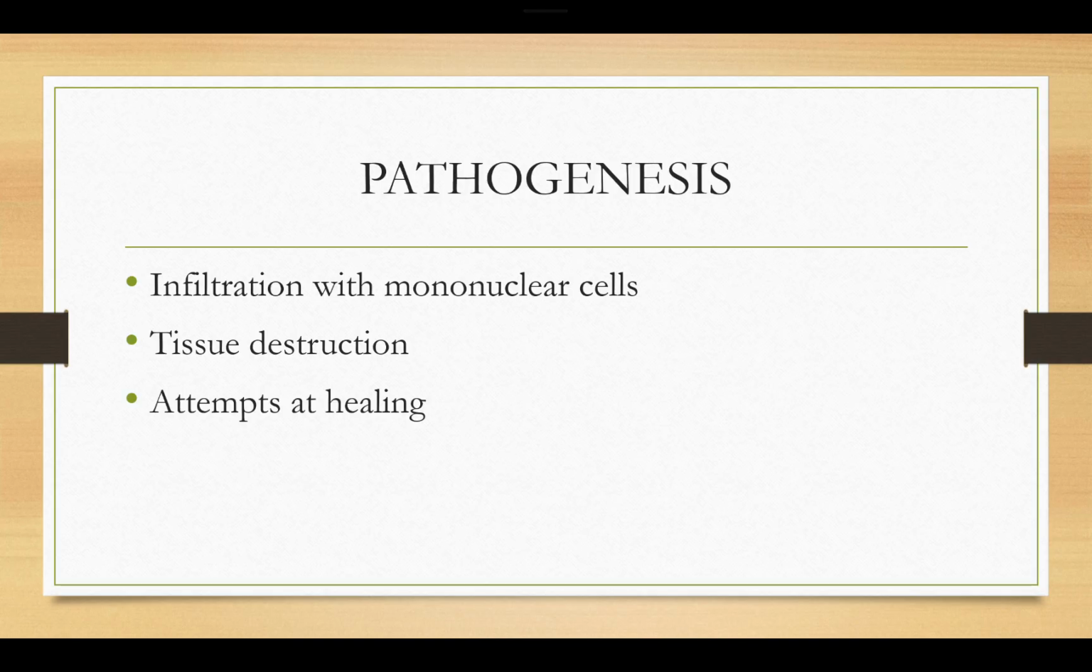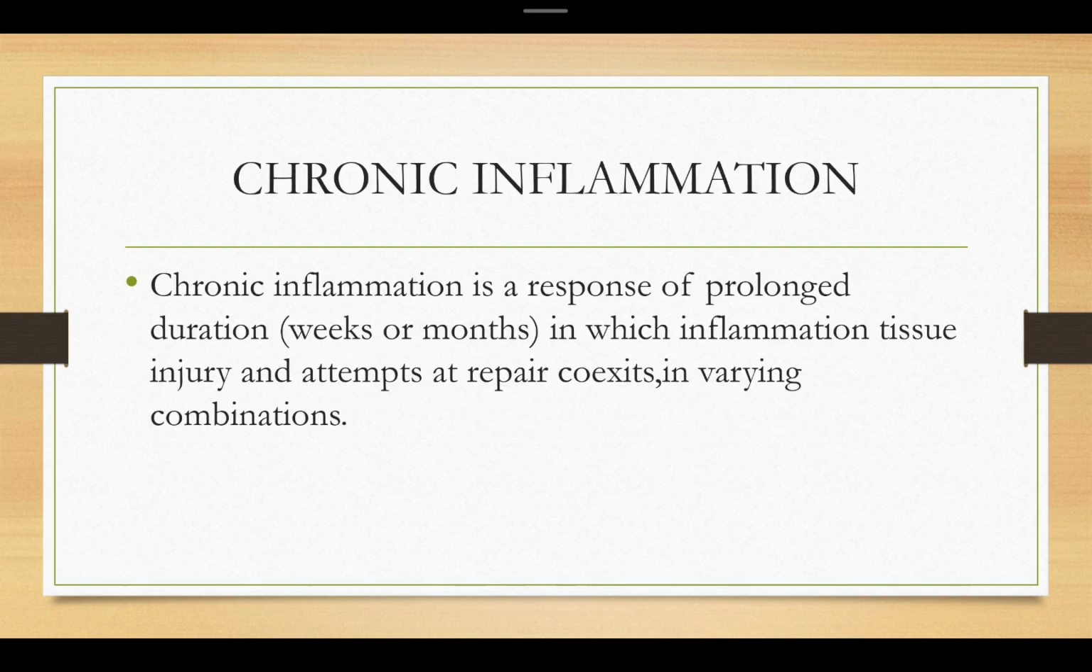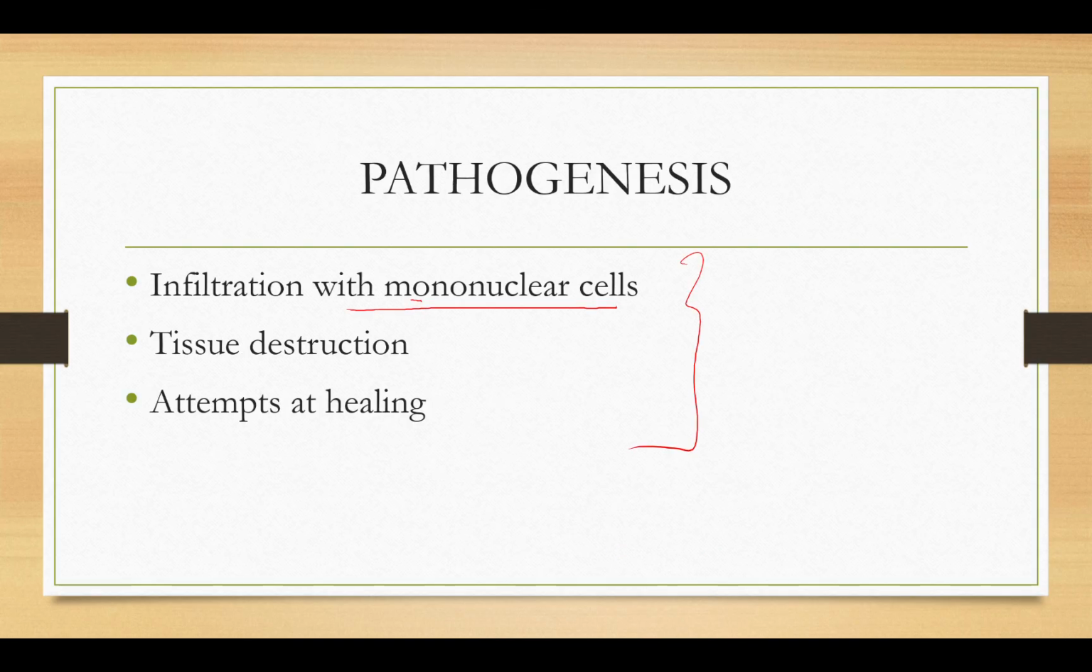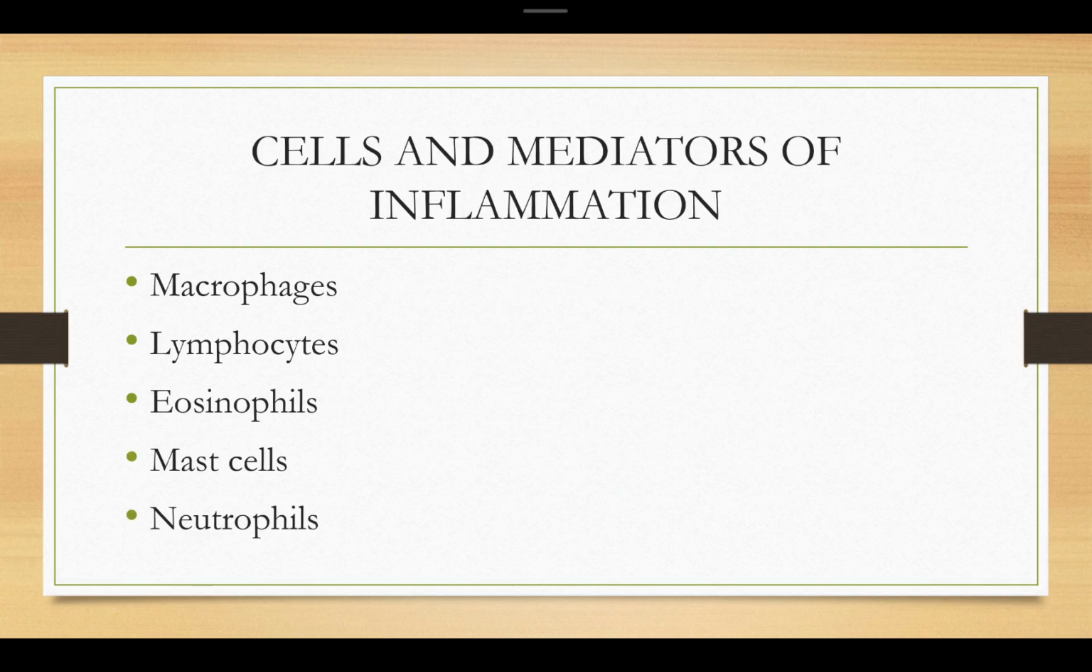So what is the pathogenesis that we see in granulomatous disease? We can see infiltration with mononuclear cells. What are the different mononuclear cells? Lymphocytes, neutrophils, macrophages. What do we see in chronic inflammation? It is a prolonged process in which inflammation, tissue injury and repair coexist in various combinations. There is inflammation with different mononuclear cells, tissue injury, and attempts at repair. There is tissue destruction and there are attempts at healing. These are the different pathogenic features of inflammation.